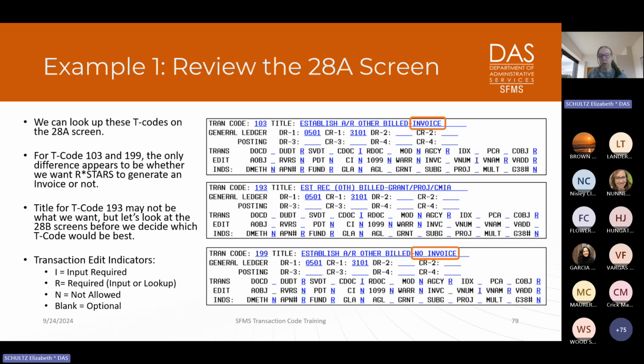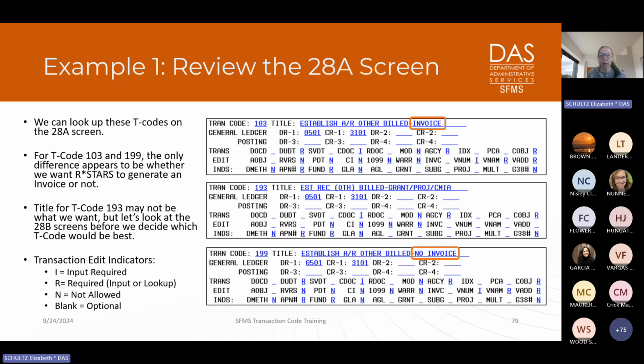T-code 193, it has the same GL impacts, but the title doesn't quite seem what we're wanting to do. It's establishing a receivable, but it mentions grants, projects, CMIA, that's the Cash Management Improvement Act. It doesn't quite seem to fit, but we can take another look at the 28B screen to see if we can get more information in the description.